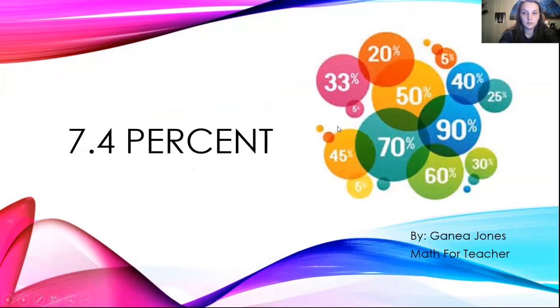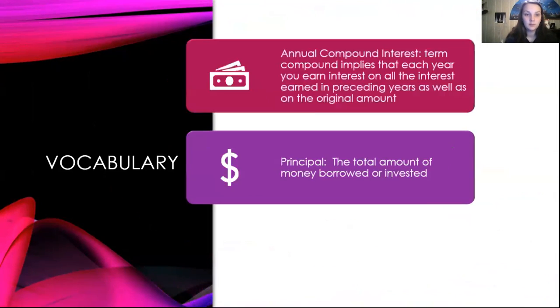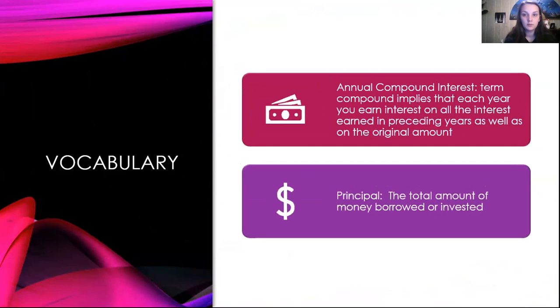All right, thank you, Penny, for the rest of the beginning of the topic of percent. Vocabulary. We have two vocabulary terms that we'll need to understand the meaning of percent. Annual compound interest: the term compound implies that each year you earn interest on all interest earned in preceding years as well as on the original amount. Principal: the total amount of money borrowed or invested.